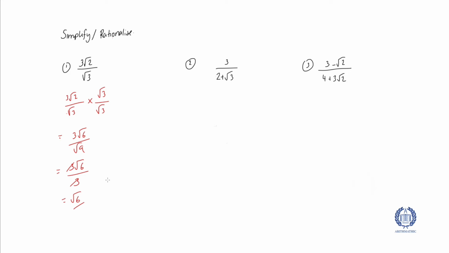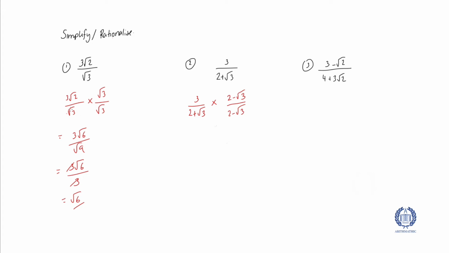That's it. If we look at this one, this one's a bit different because we have 3 over 2 plus root 3. Now when we rationalize this, we're going to times it top and bottom. You might think right now, oh, it's just going to be 2 plus root 3, right? No, it's basically going to be 2 minus root 3. So that's the only thing that changes here. You're just going to change the sign.